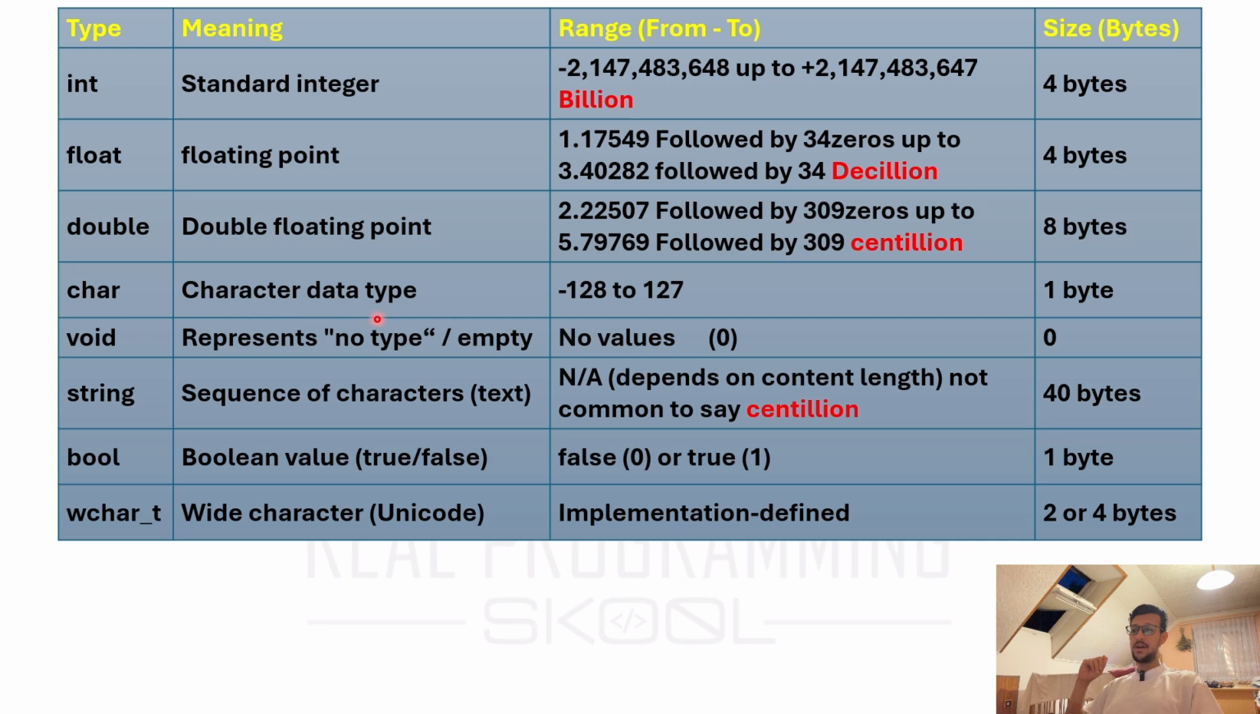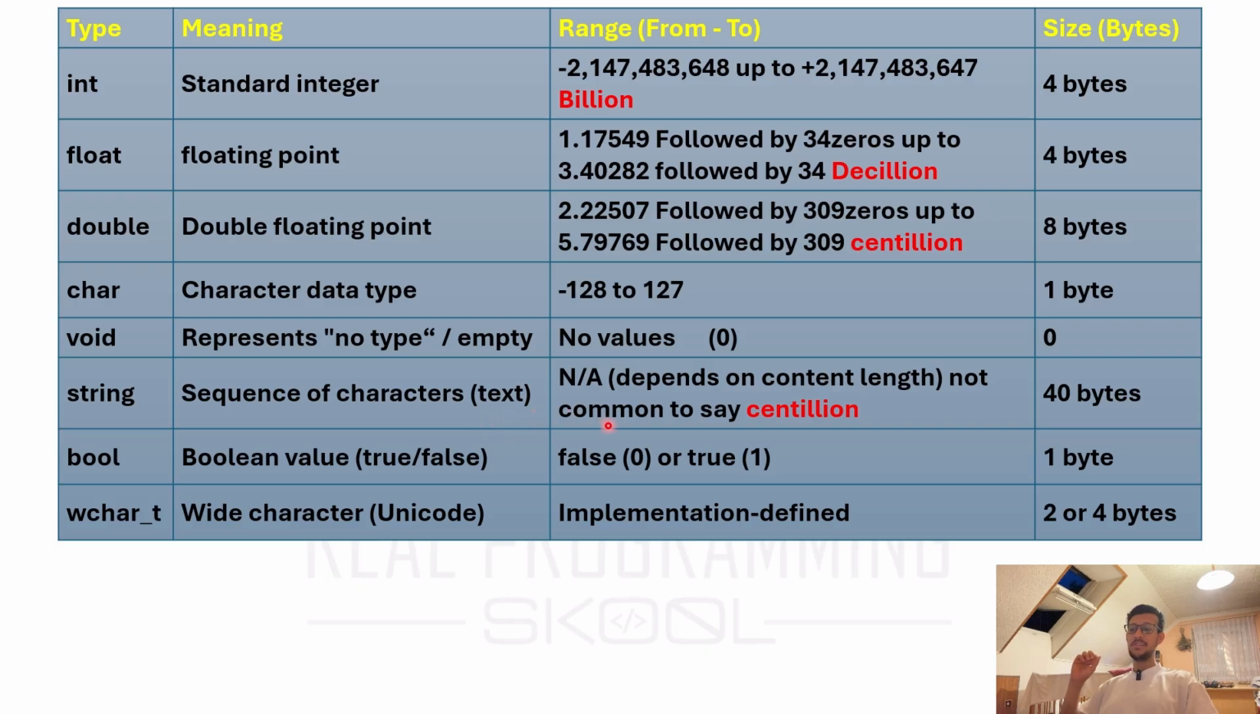And after that we have char, character. Its range starts from negative 128 up to positive 127, and its size in the memory is 1 byte. And we have void, no values. It doesn't have any range, it's empty. We said we'll explain it in the future. And after that we have string.